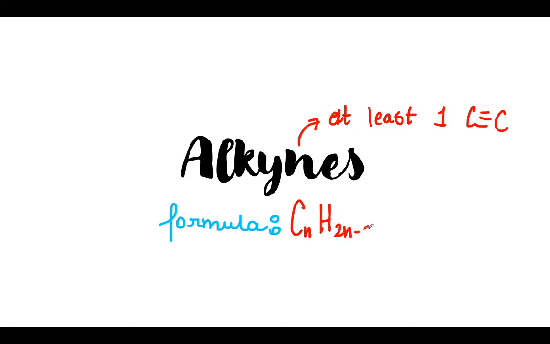CnH2n minus 2. So if I've got 5 carbons in my alkyne and there's only one triple bond, I can figure out the number of hydrogens pretty easily. So 2n is 5 times 2, which is 10, minus 2 would be 8. So C5H8 would be an alkyne.